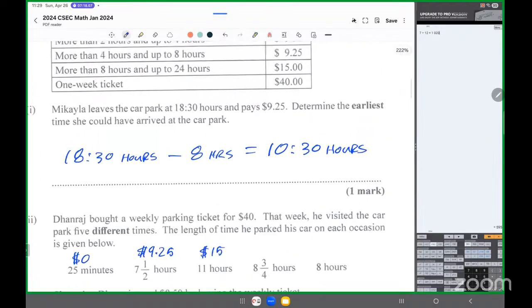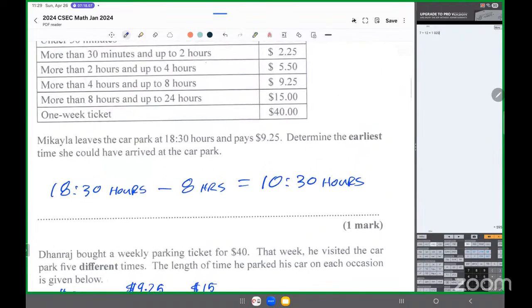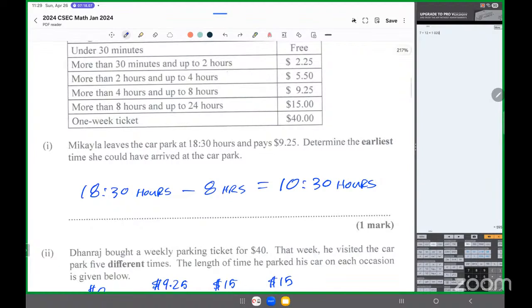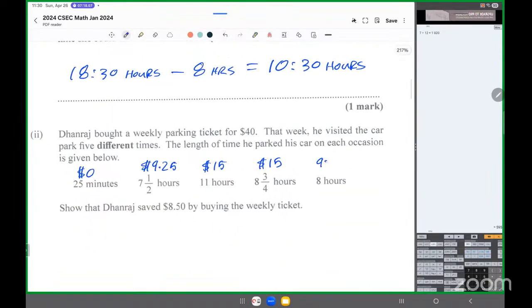And for 8.75 hours, another $15 that you're going to pass this. Right? So you would have had to spend this again, another $15. I'm going to pass 8 hours. Once you go past 8 hours, you're spending $15. And then for exactly 8 hours, you would have spent $9.25. So up to 8 hours, you spend $9.25. This is if you spend more than 8 hours. So if you spend up to 8 hours, you spend $9.25.